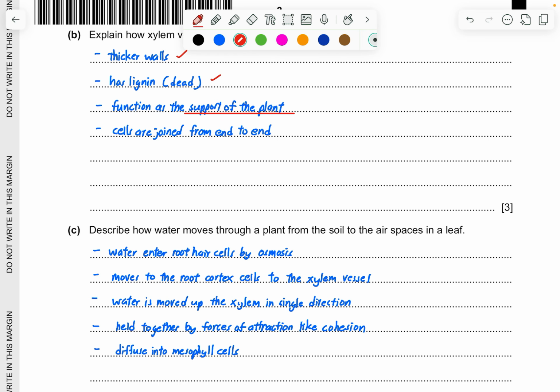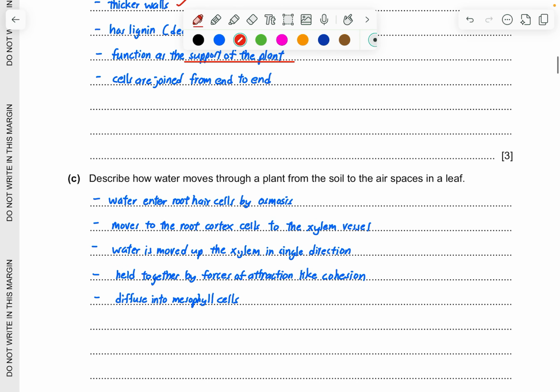And one more extra point: the cells are joined from end to end in a continuous tube. It never ends, and that shows that it constantly pulls the water up from the root hair cells to the main plant. Okay, part C.